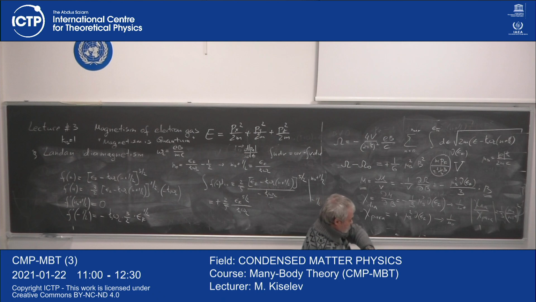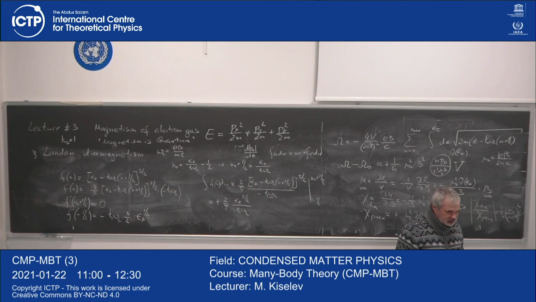Summarizing, we considered today two effects associated with the spin degrees of freedom and with orbital motion. We did this computation, we computed the response and obtained that in both cases magnetization is directly proportional to magnetic field, while in the paramagnetic response it comes with a sign plus, in the diamagnetic response it comes with a sign minus. And we computed the susceptibility, which is a constant with the same temperature corrections which I discussed before.